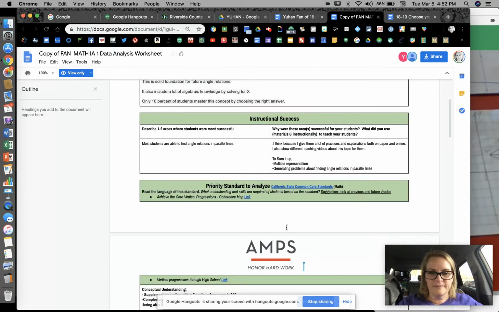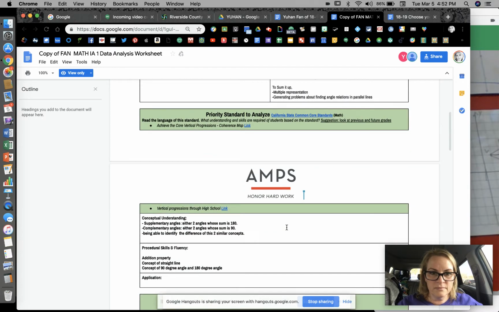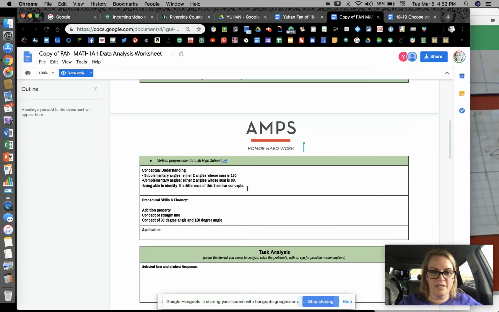Perfect. Okay. Then it's about the concept of understanding what they need to know. All right, so the conceptual part right here. Yeah. Okay. And what kind of skills and points they need to know. So they had to find that supplementary angles add to 180 and complementary angles add to 90, right? So that was the skill. Okay. Correct. And then the next part, analysis.